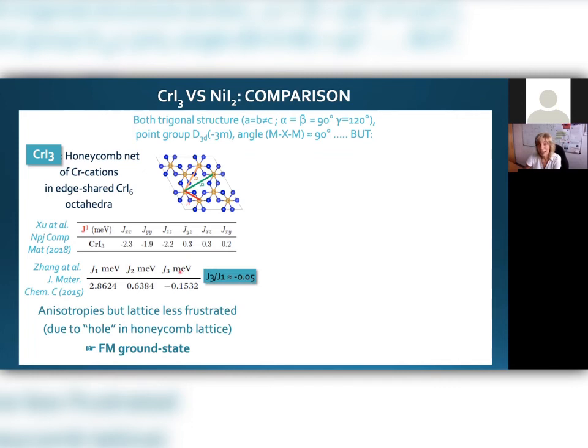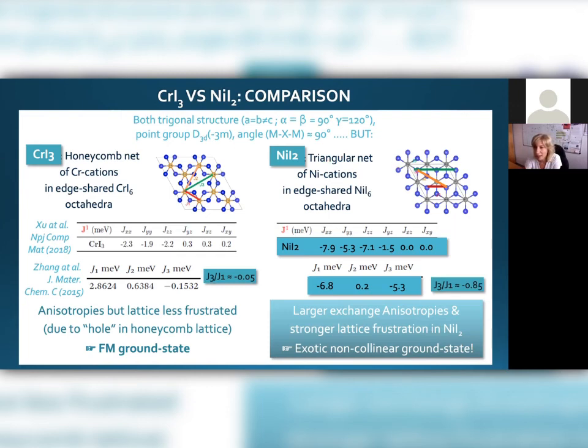However, the frustration given by J3 over J1 is not there. And it's not there because the crystal lattice is different in chromium-I3 and nickel-I2. Chromium-I3 is a honeycomb lattice, which means it's not a triangular lattice. So once every 6 transition metals there is a hole. This hole is very important in our case to mediate the third nearest neighbor interaction. So since in chromium-I3 you have a hole here, the J3 will be very small. So you basically lack frustration given by the J3 over J1 ratio.